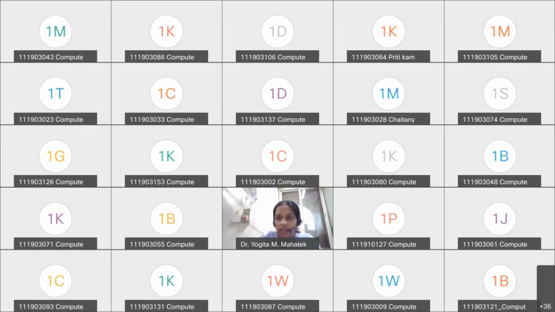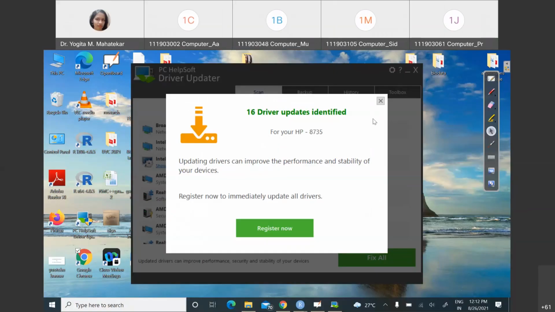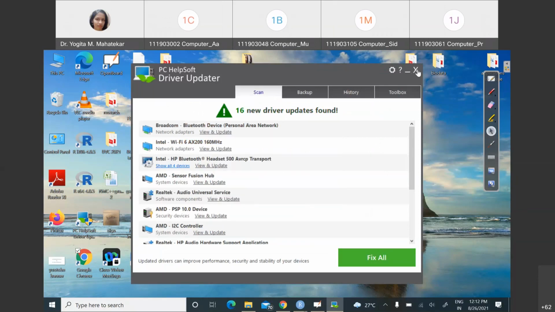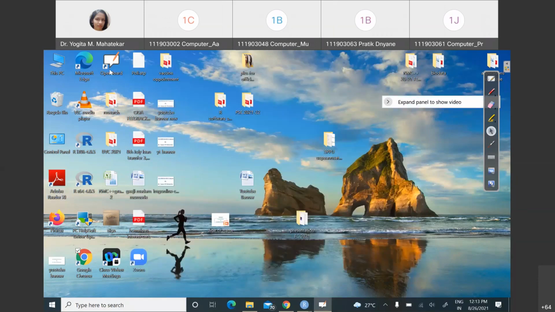So today I'll be starting with the whiteboard. Let me share the screen first. I'm sharing my screen. Just tell me whether the screen is visible or not. Is my screen visible? Yes. Yes, ma'am. Just a minute. Some updates are coming. Let me close. Yeah. Thank you, Pratik.